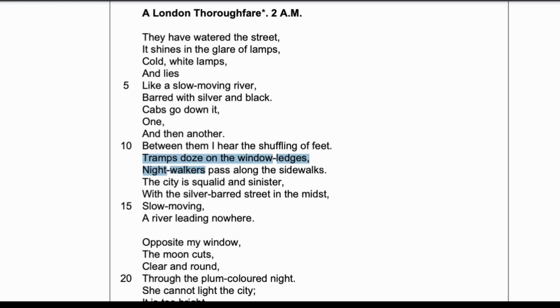So point one might be she feels like an outsider. Point two might be she feels uncertain, or she creates a kind of uncertain or dangerous mood and atmosphere with the description.